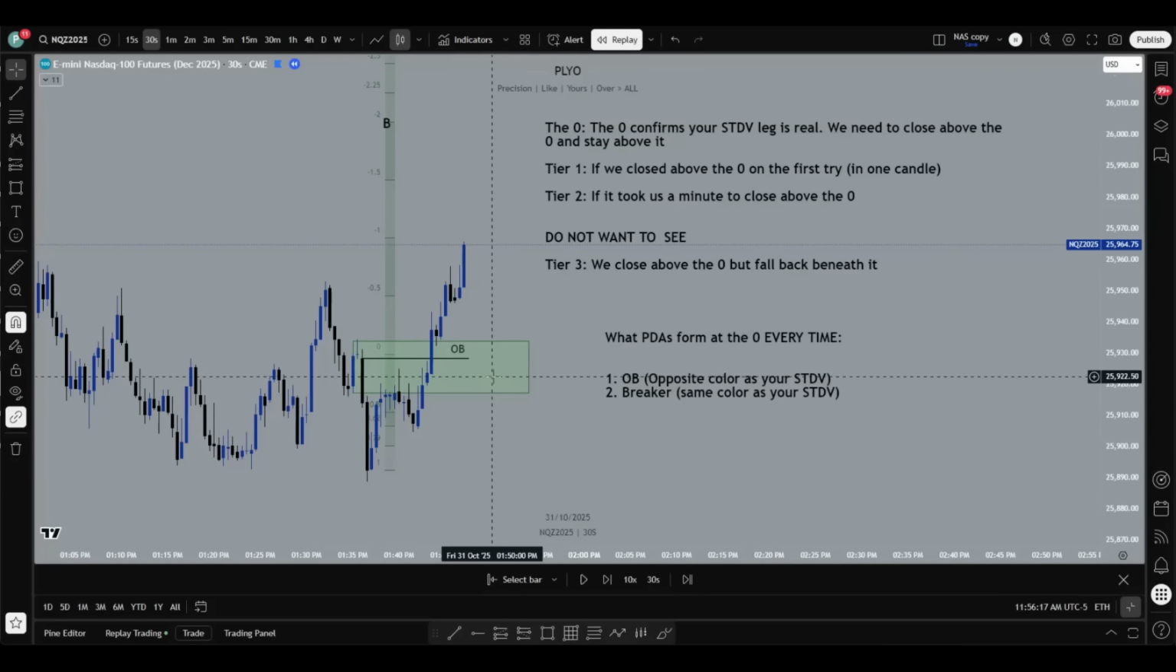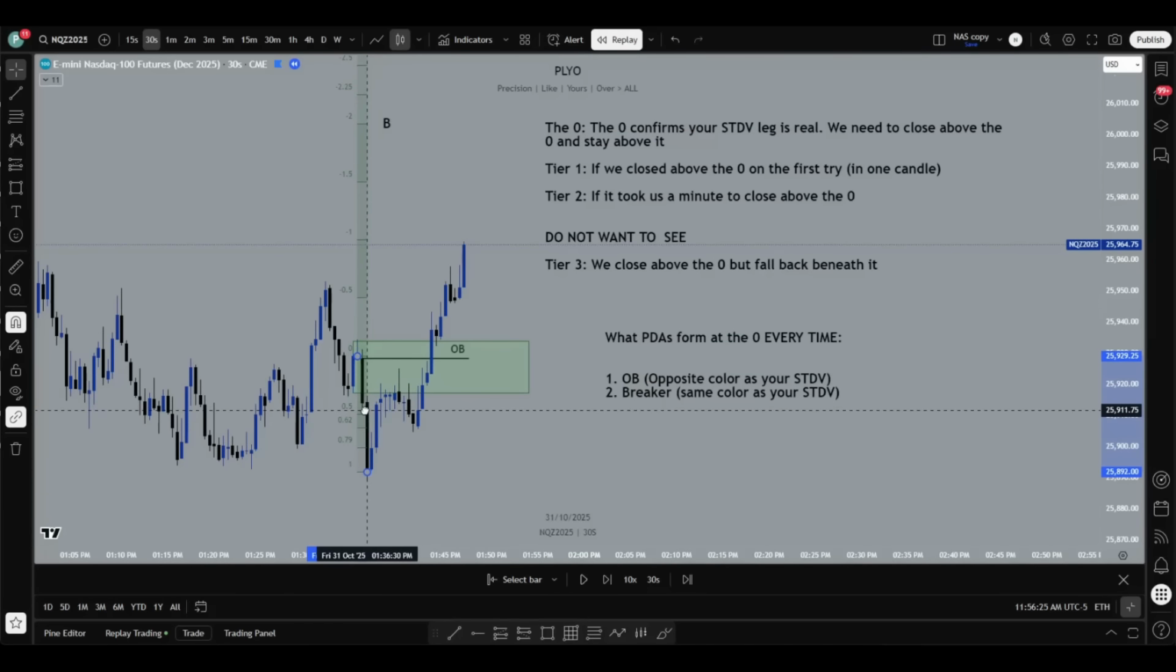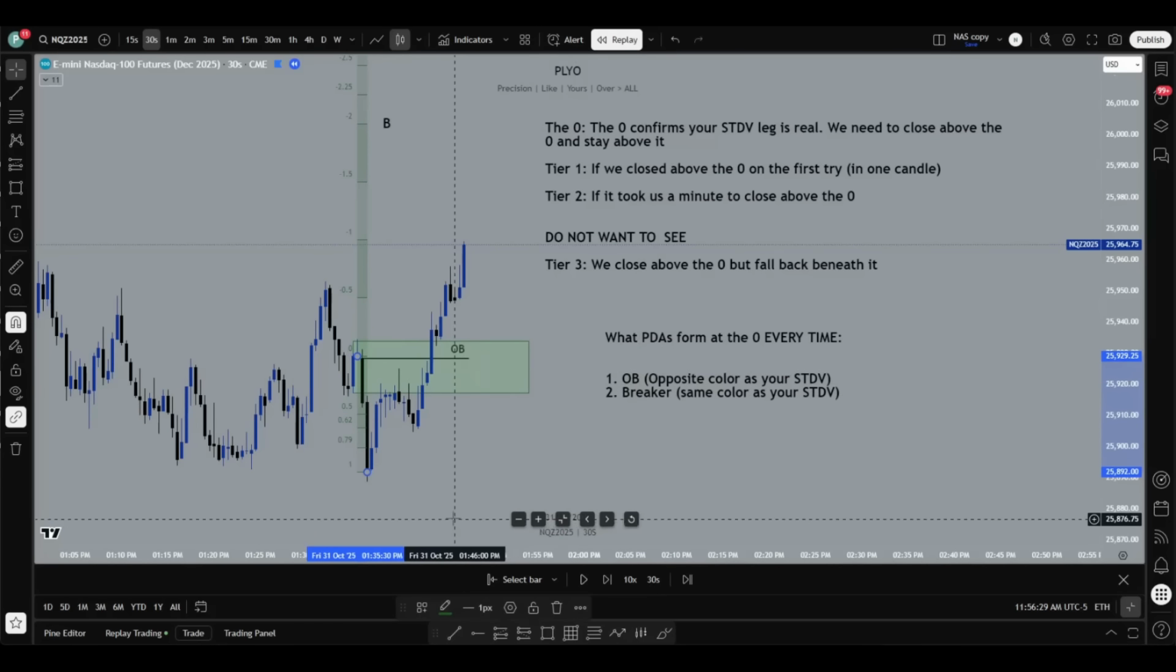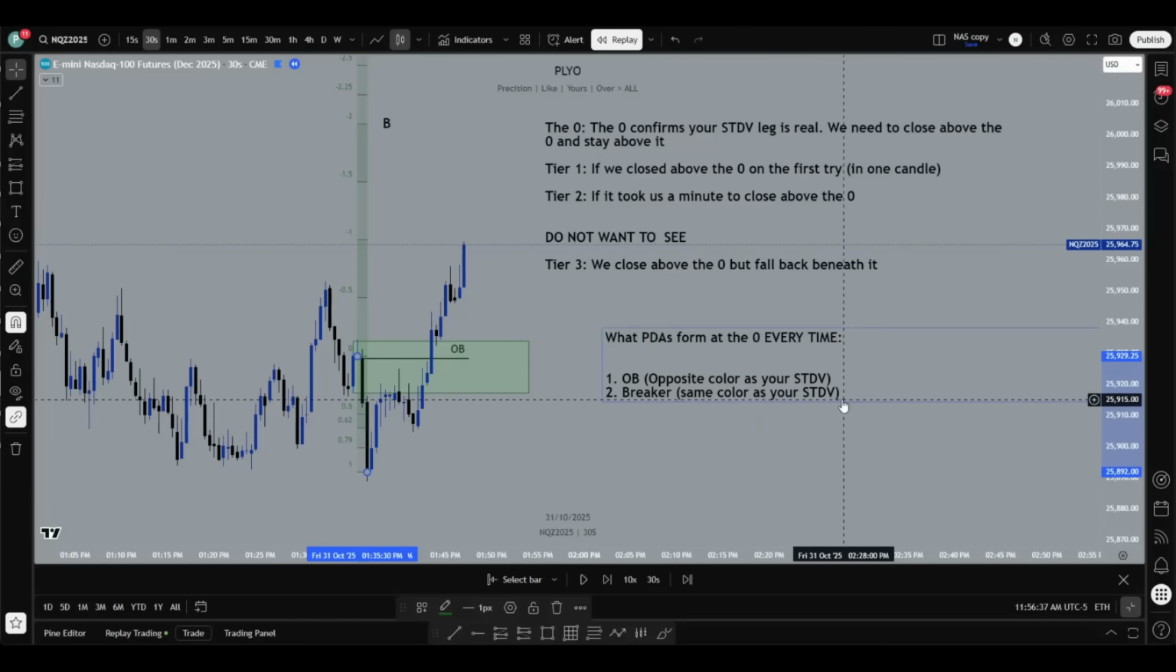Now, these 2 PD arrays form every single time you draw a standard deviation, which means just from us closing above the zero alone, you should have an OB and a breaker, which is, of course, a strong signature in the market that we're going to continue in that same direction. Remember, that's how AMD plays a part in this. It's how market maker models play a part in this, all that kind of stuff.